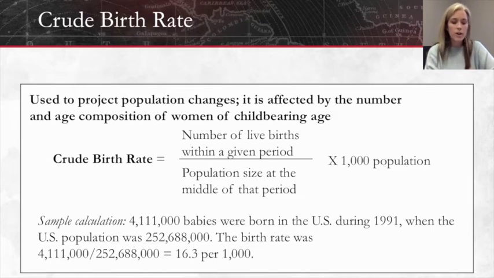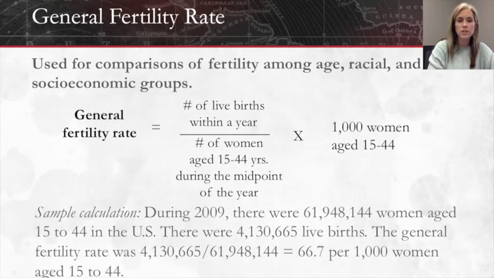So, for example, if our time period was January 2016 to December 2016, then we may look at the population size at July in order to kind of estimate that average. Okay, so a sample calculation. 4.1 million babies were born in the U.S. during 1991 when the population size was 252 million. The birth rate, therefore, was 16 per 1,000. So for every 1,000 people in the population, ultimately there were 16 live births. And so you can actually look at that to project population change.